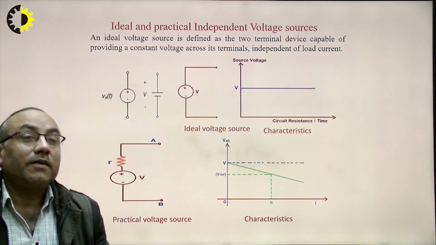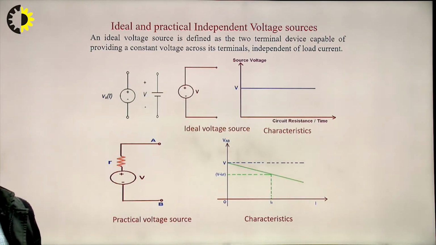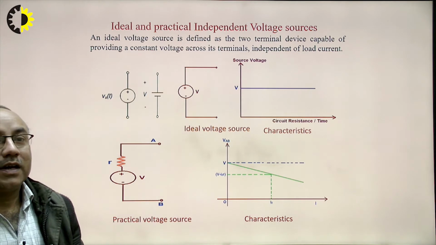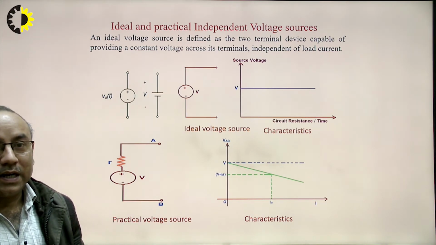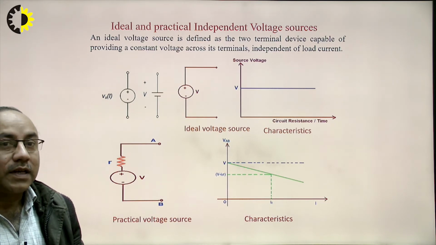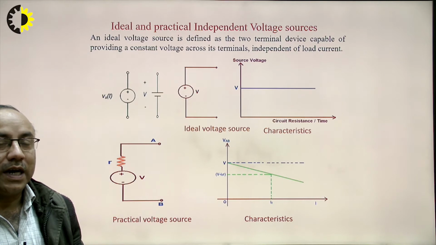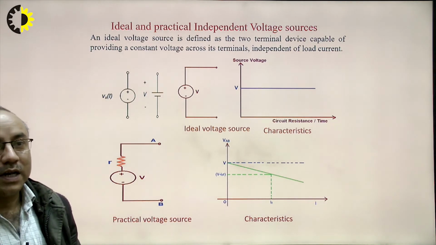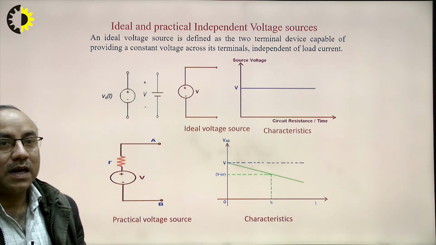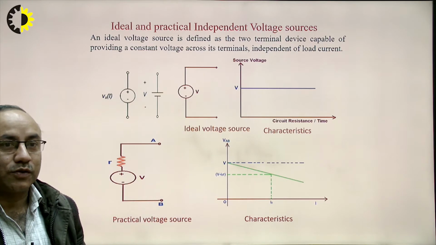Next we have various types of energy sources. These are ideal and practical energy sources, and are categorized under two categories: one is voltage source and another is current source. First we discuss what a voltage source is, and this has two types, ideal and practical voltage source.